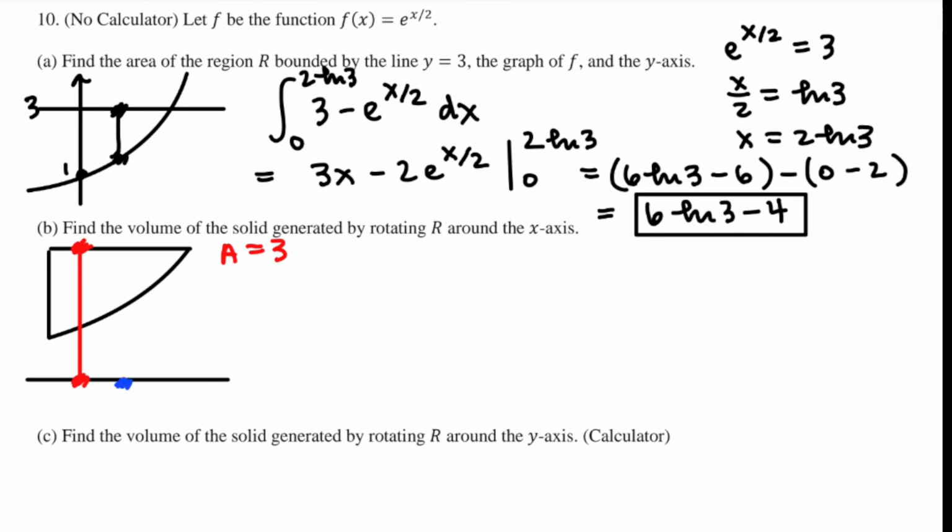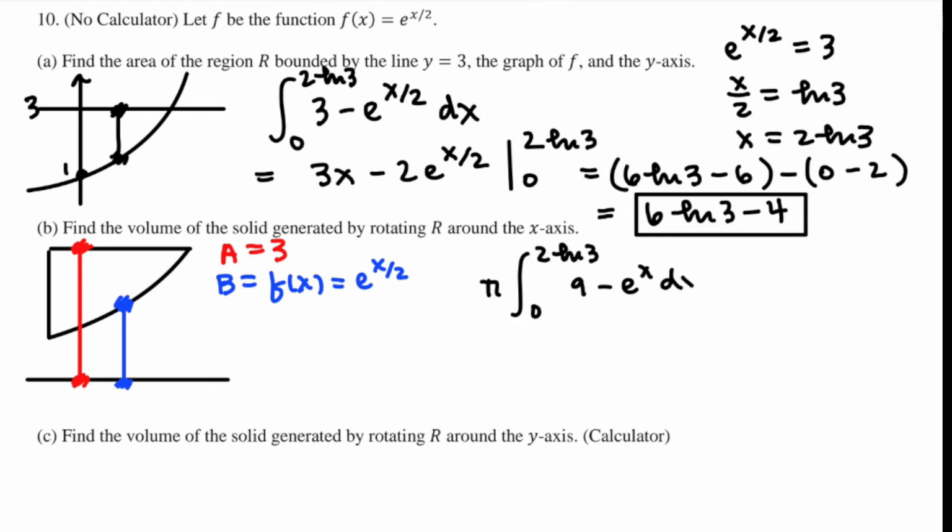And then the small radius would go from the axis to the near edge of the region I'm rotating. B would equal f of x, because I've got y equals 0 on the bottom, it's the x-axis. And if I square e to the x over 2, I'm just going to get e to the x. So this is going to be really nice. Pi times the integral from x equals 0 to x equals 2 natural log 3 of a squared minus b squared. That's going to equal pi times 9x minus e to the x going from 0 to 2 natural log 3.